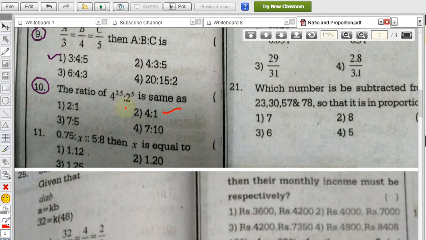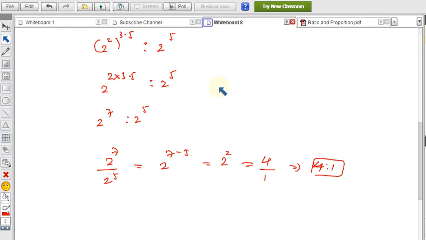Next, the proportion problem. When two ratios are in proportion, the product of means is equal to the product of extremes. Right? The last one, the 11th: 0.75 is to x is proportional to 5 is to 8. That means you can use the means equals extremes concept.